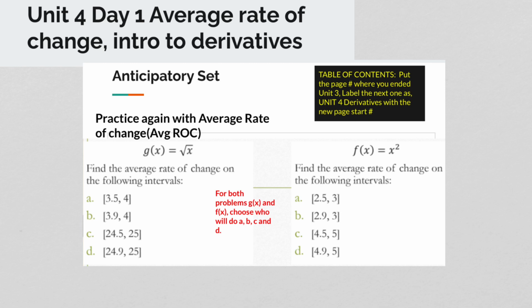Again, we're going to be talking about average rate of change, which is dealing with derivatives also. So we are going to be doing the average rate of change for g of x, which is square root of x, and also the average rate of change for f of x equaling x squared.